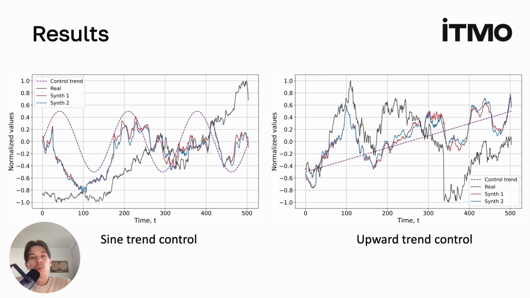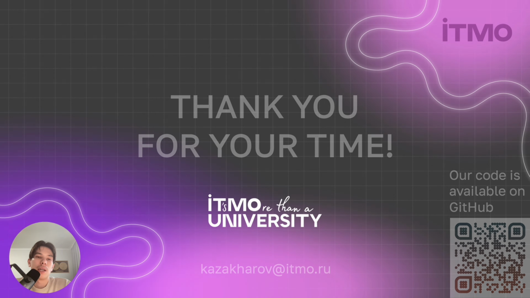In addition, we have provided other examples where we applied the sine trend control, resulting in a complete alteration of the dynamics to a sine wave. In the right figure, we applied the upward trend control, demonstrating that the dynamics can still increase while preserving the initial characteristics of the time series.